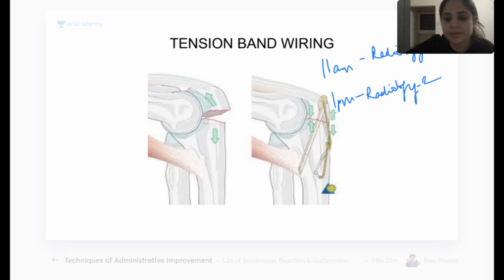Okay, and what is pylon fracture? Does anyone know what is pylon fracture? Rohit is asking.